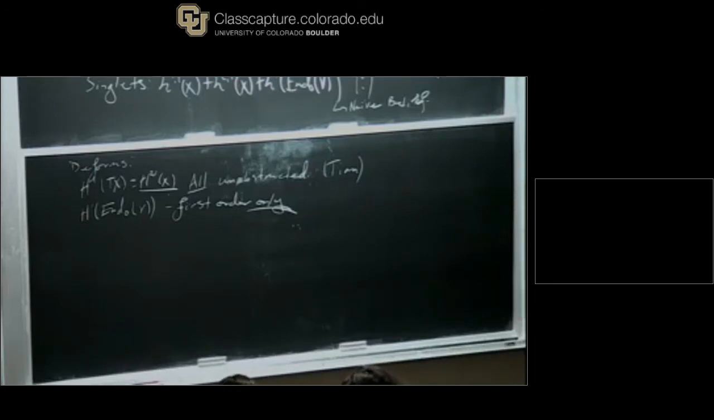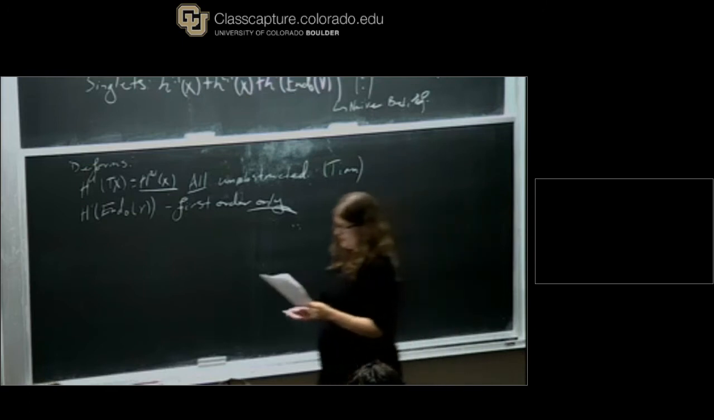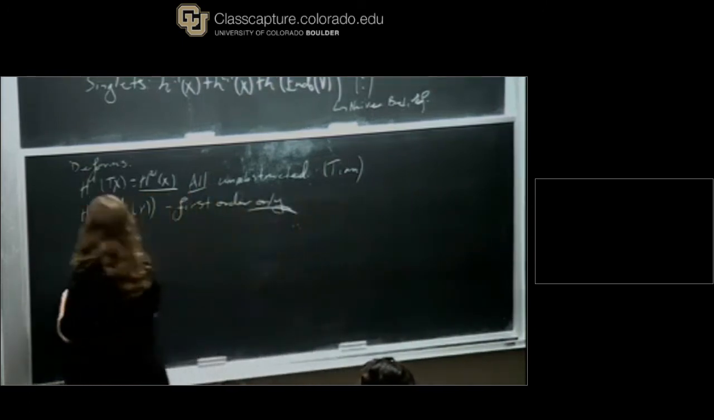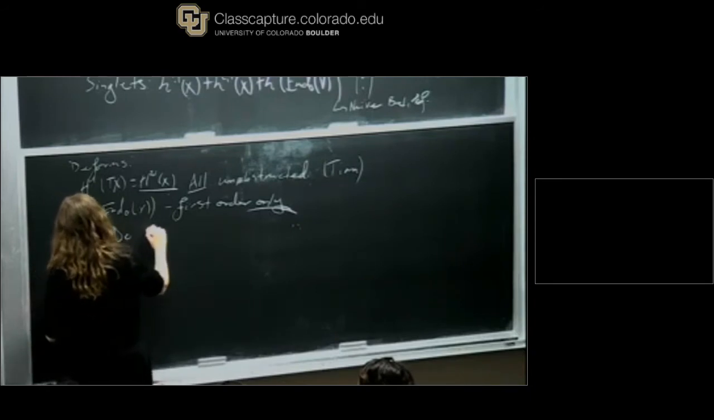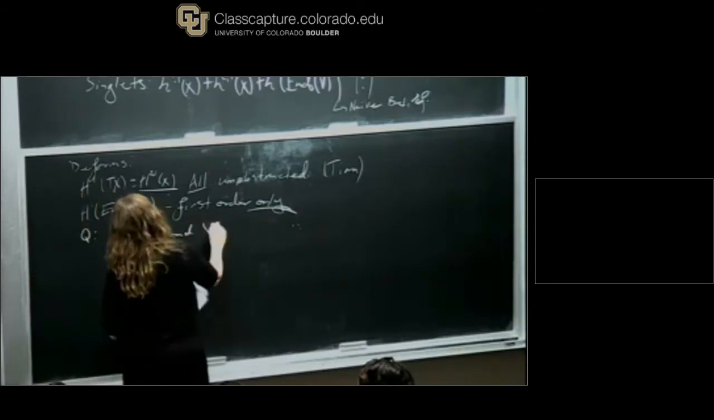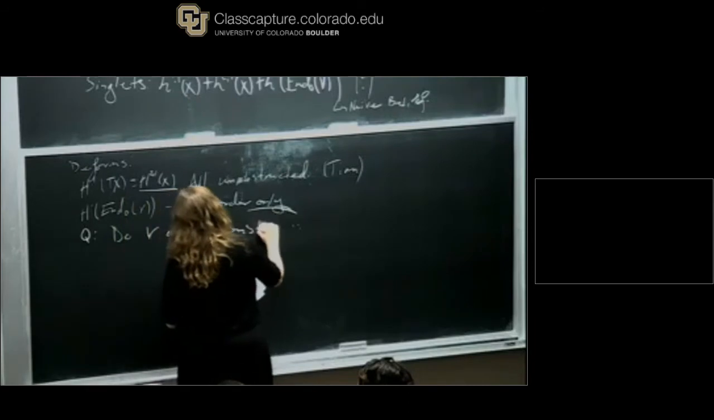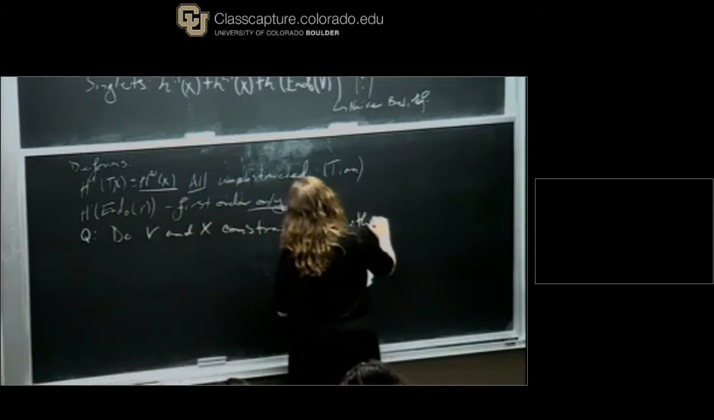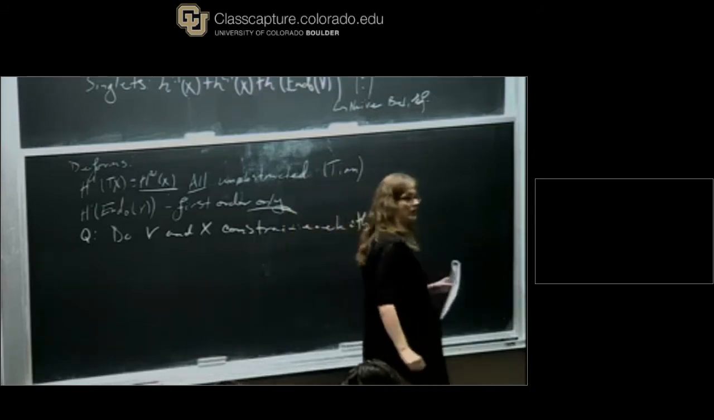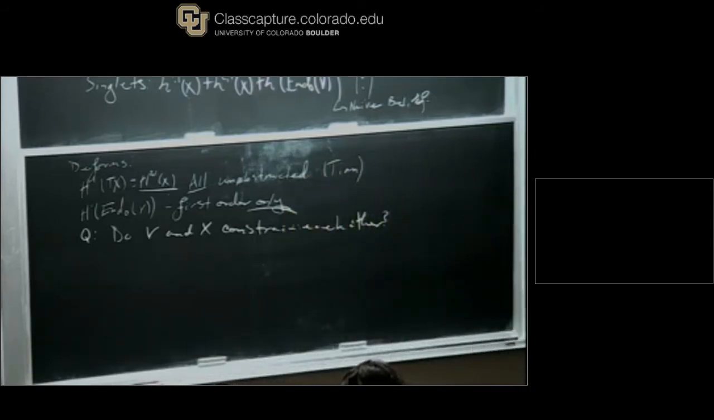People working in heterotic compactifications just assumed that that decomposition was in fact true. However, it is not, as it turns out. So basically the question that I want to address now is, do V and X constrain each other, both in terms of their moduli and in terms of whether we actually have a good solution to our theory?